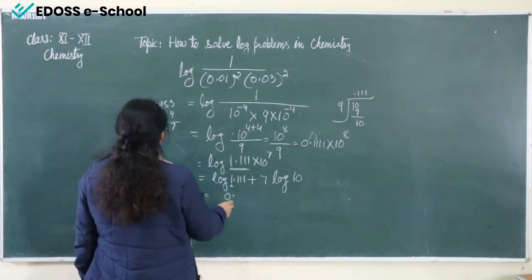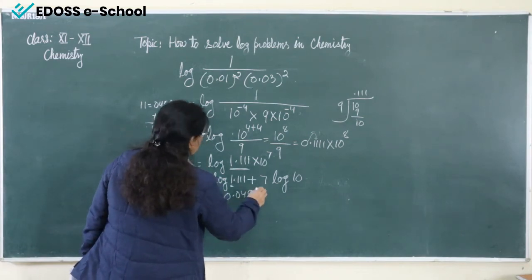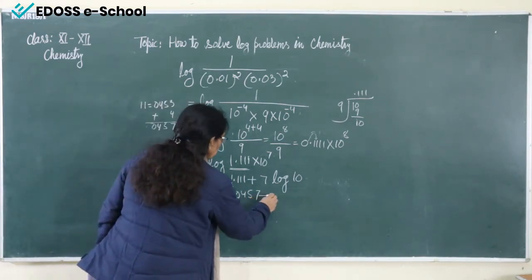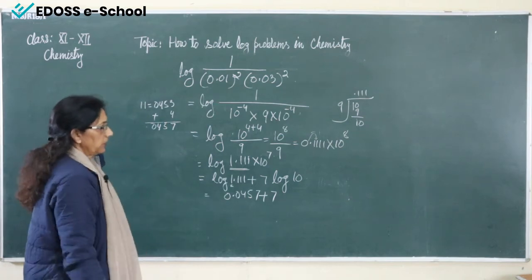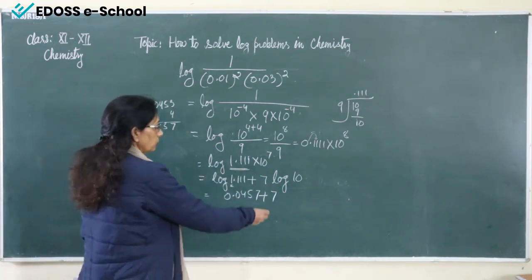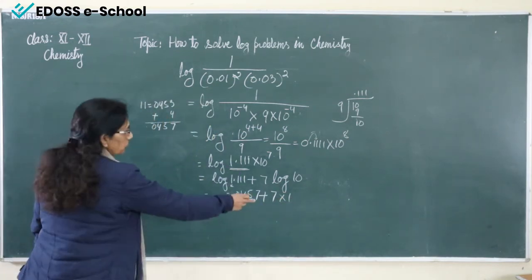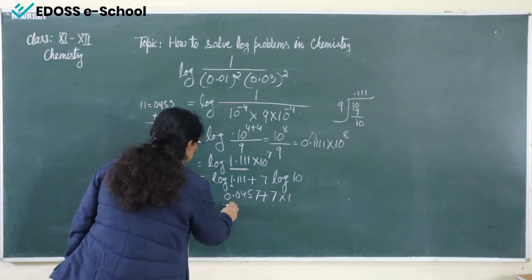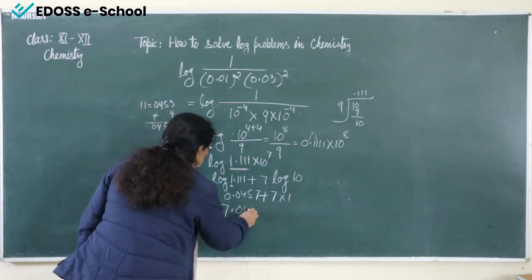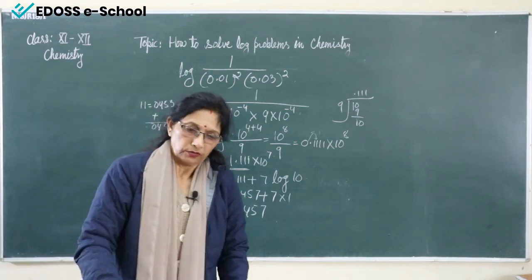Okay. So this is 0.0457 and this is plus 7, and log 10 we know this is equal to 1. Okay. So even if you multiply it by 1, the value will remain the same. So now if you add it, your answer will come 7.0457. So in this way we can attempt log questions.